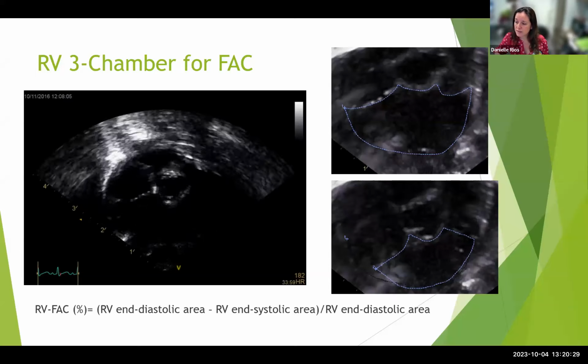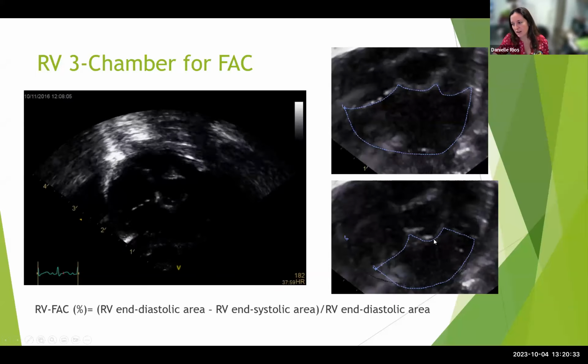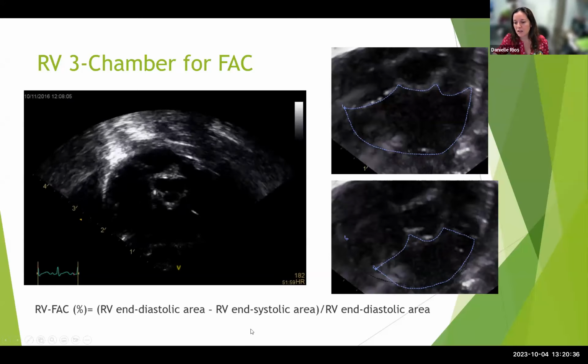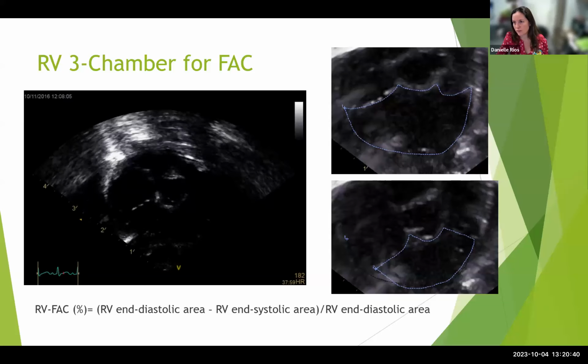So we measure in end diastole on the top first, and then end systole on the bottom, and then use this equation to figure out the FAC. Normal values are greater than or equal to 35%.